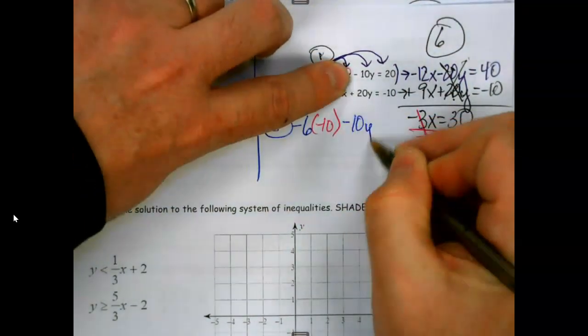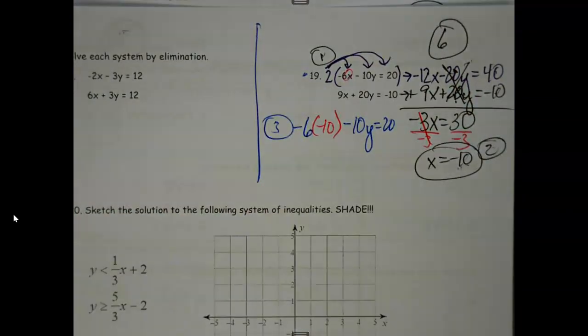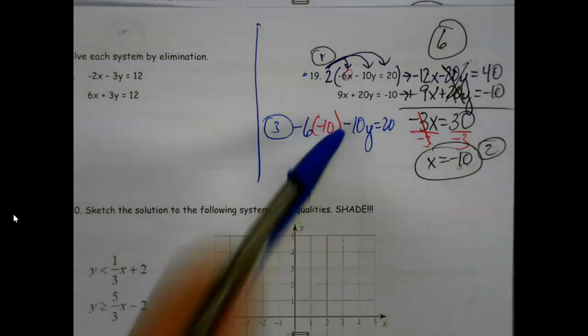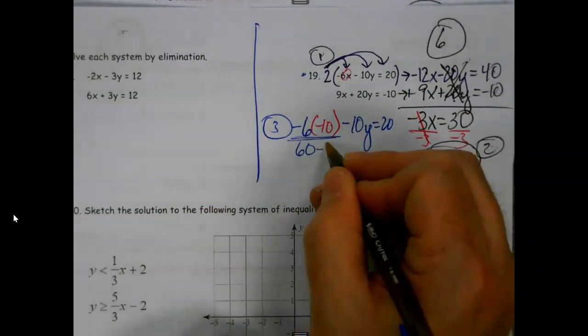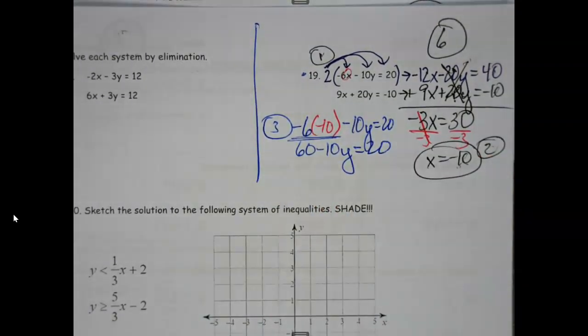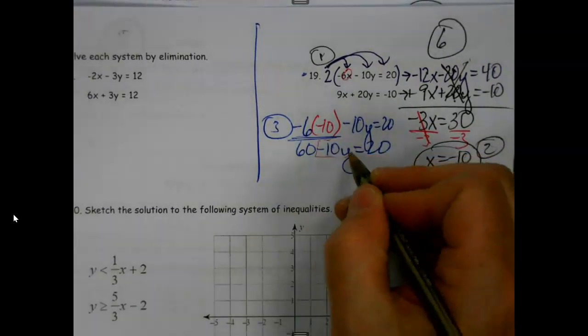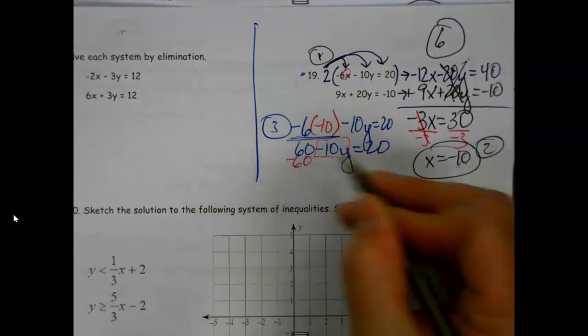Everything else up here stays exactly the same. But by replacing that x with negative 10, now I can figure out what y is. Multiply those together. We're working on getting y by itself. What's the opposite of a positive 60? A minus.